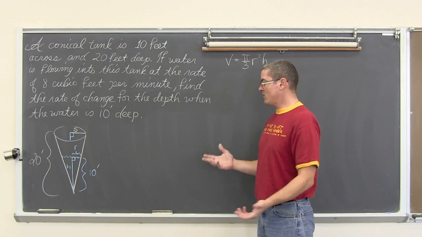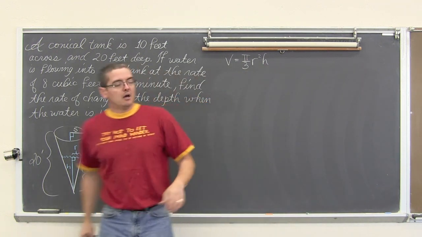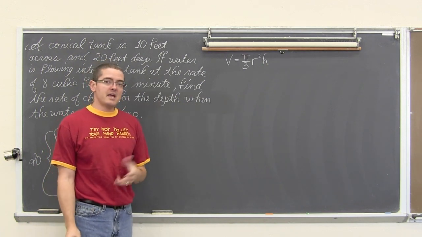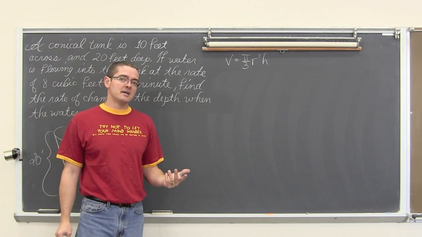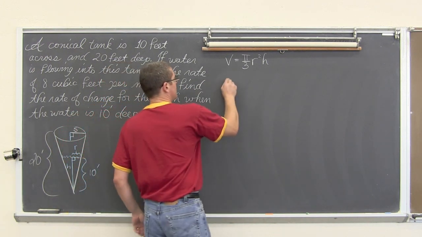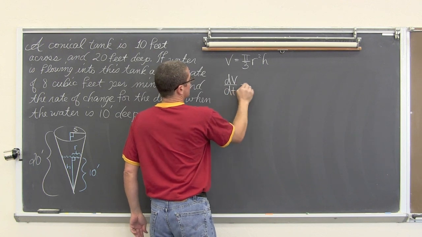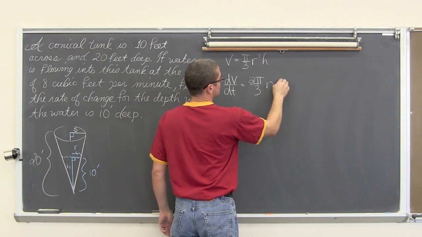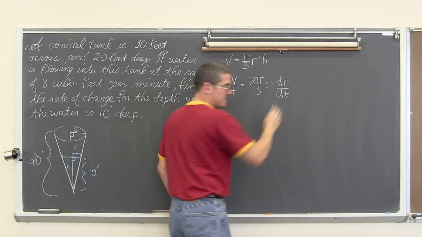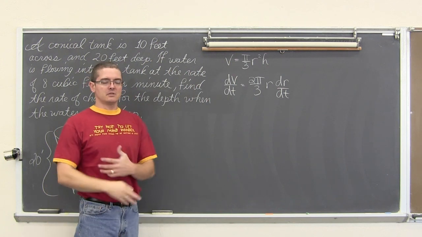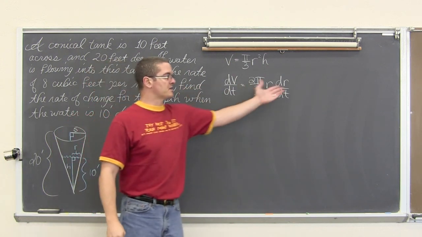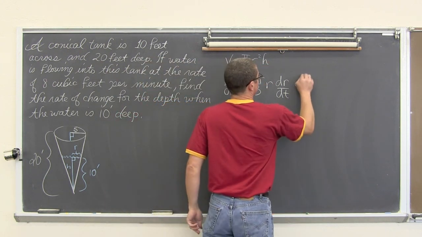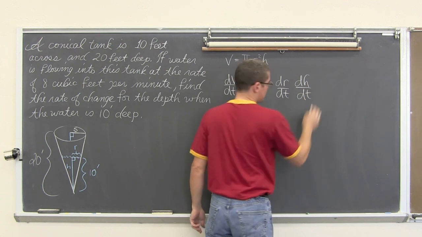Well, we have the volume of a cone. We have volume is equal to pi over 3 times r squared times h. And I can find the derivative of both sides with respect to time, and that would be dV over dt is equal to, bring the 2 down and get 2 pi over 3 r dr over dt. Everything involves the chain rule because we're not finding the derivative with respect to any kind of variable that's in the equation. And then the derivative with respect to time of h is simply dh over dt.